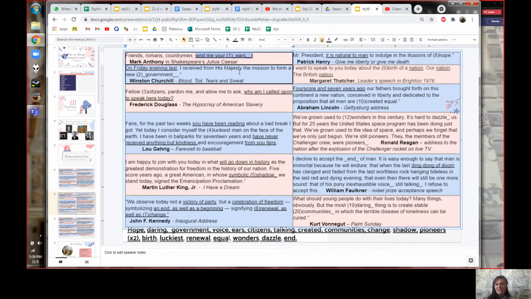Then we have Winston Churchill. "Last Friday evening, I received from the King the mission to form a new government." Whenever we have a new election in Britain, it's the King who tells the Prime Minister, okay, please can you make a new cabinet, make a new government. Next one is Frederick Douglass.